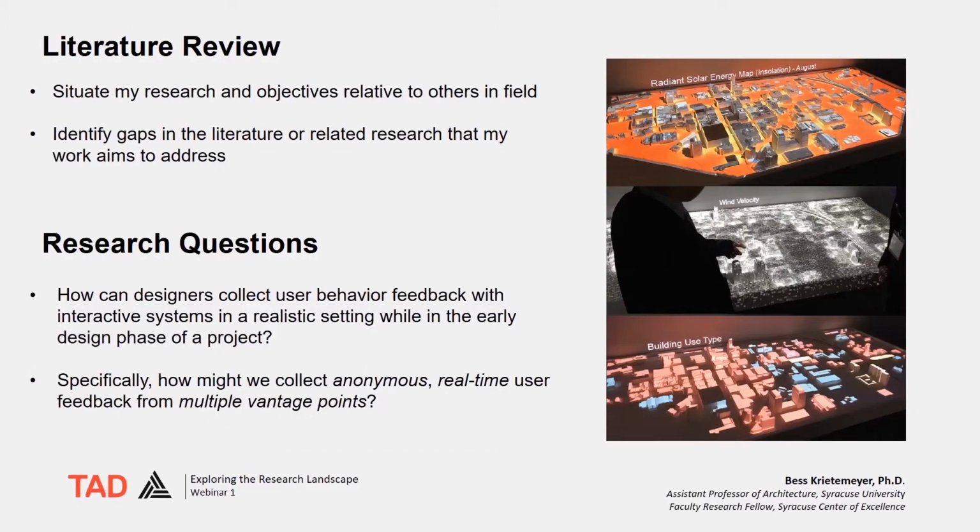In order to develop a focused research question and methodology, I situate my research and objectives relative to others in the field. So I identify related work, potential gaps in the research that my work aims to address, and then I develop my own research questions. So in this case, how can designers collect user behavior feedback with interactive systems in a realistic setting while in early design phases? And how might we collect anonymous real-time feedback from multiple vantage points?